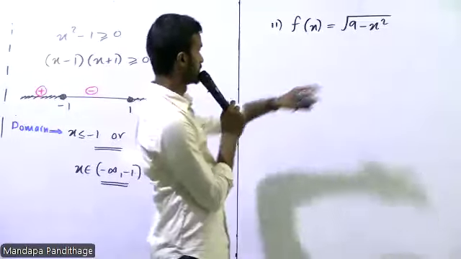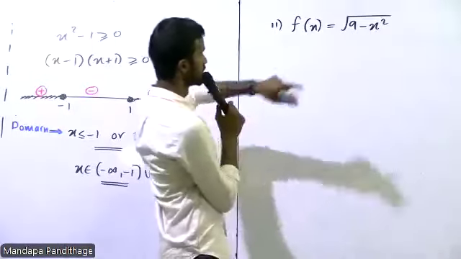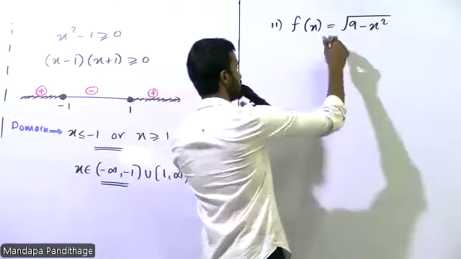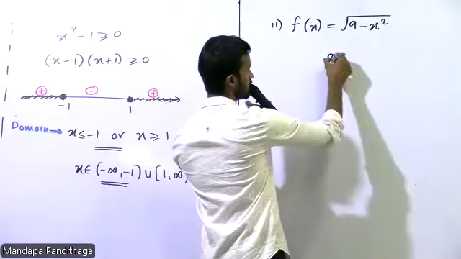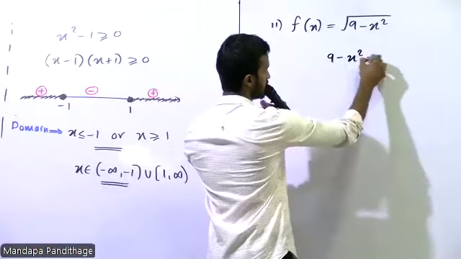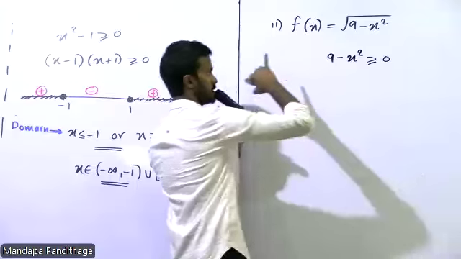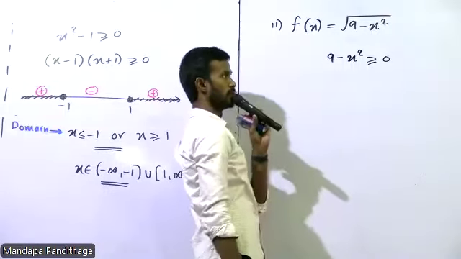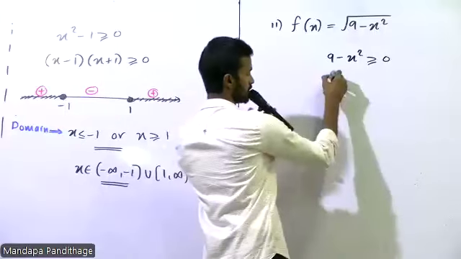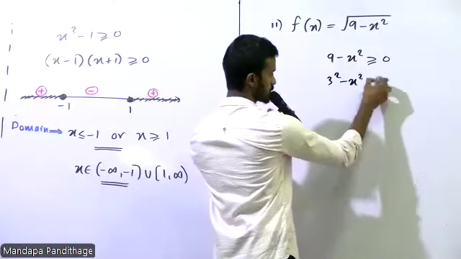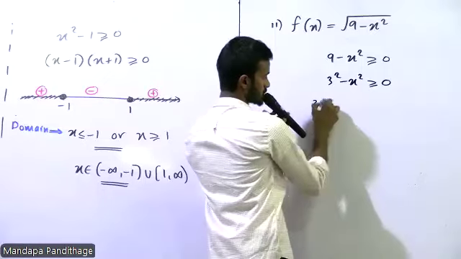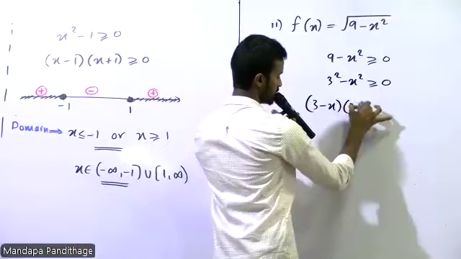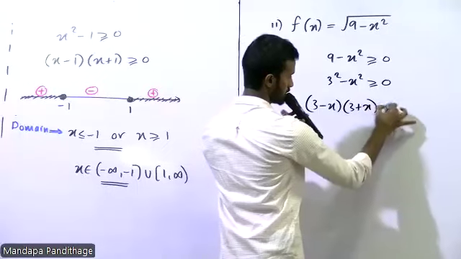Okay, so when you take question number 11, it's 9 minus x squared. So what is inside the square root? It should be greater or equal to 0. So now we are not going to take it to the other side and square root it. You have to factorize. So what is the factorization? It's difference of 2 squares. So 3 minus x into 3 plus x.